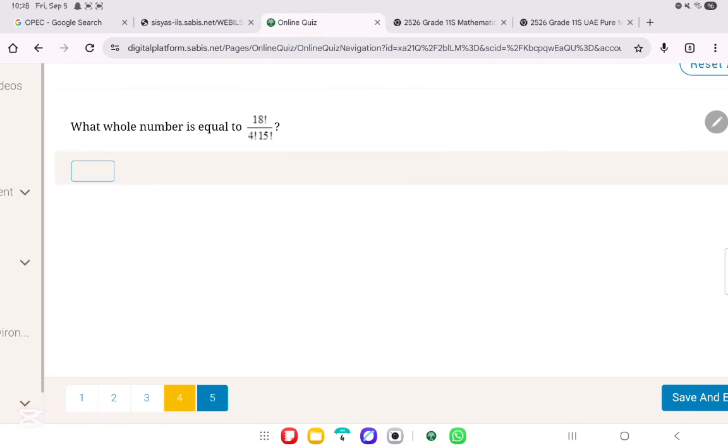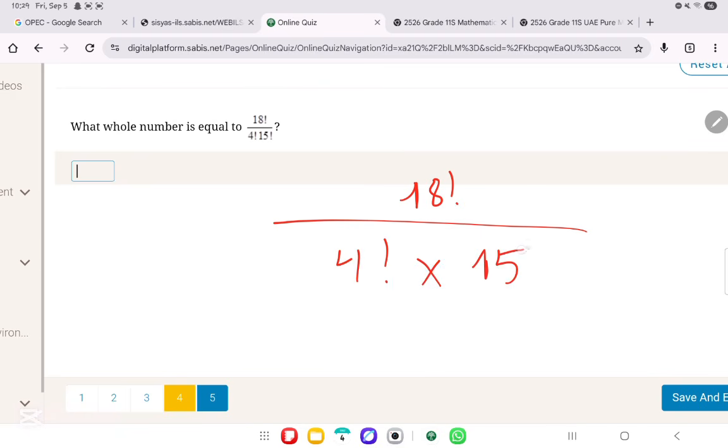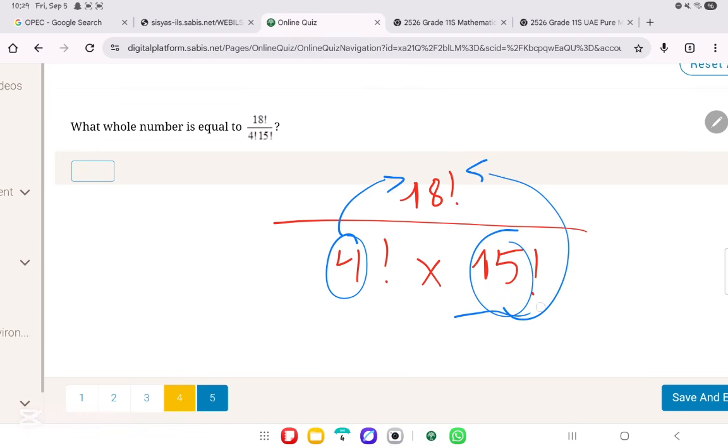What whole number is equal to 18 factorial over 4 factorial times 15 factorial? So let's write it. 18 factorial over 4 factorial times 15 factorial. Now, which is closer to 18? Is 4 closer to 18 or is 15 closer to 18? Definitely 15 is closer to 18.